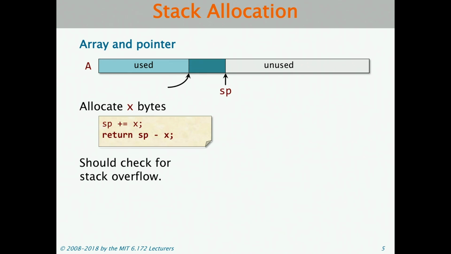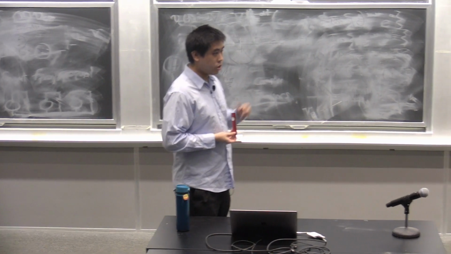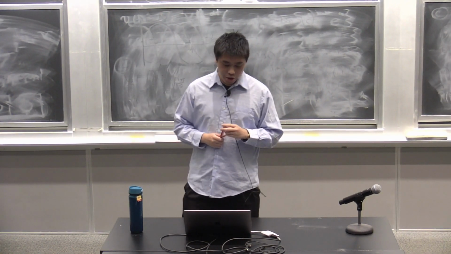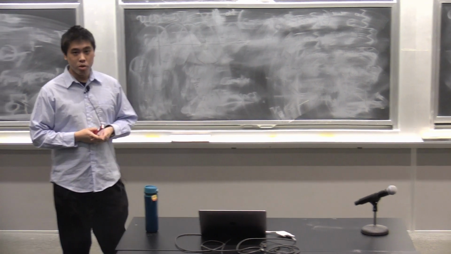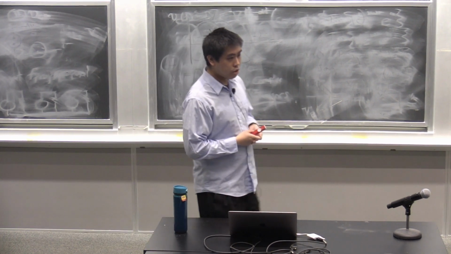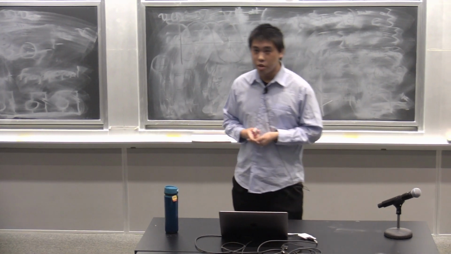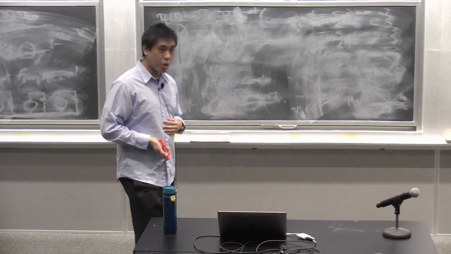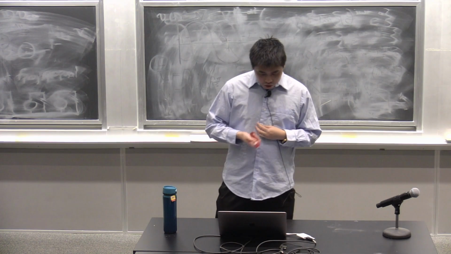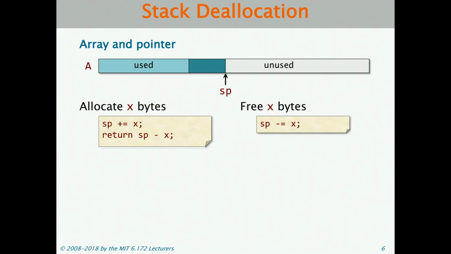So that's pretty simple. And in fact, this is how the C call stack works. It also uses a stack discipline. When you call a function, you save local variables and registers on the stack, and you also save the return address of the function that's calling another function. And then when you return, you pop things off the stack. So you can also free things from the stack. What you do is you just decrement SP by X if you want to free X bytes.